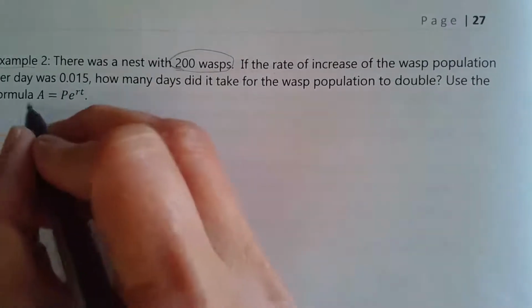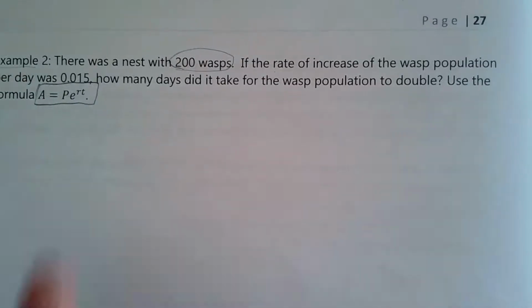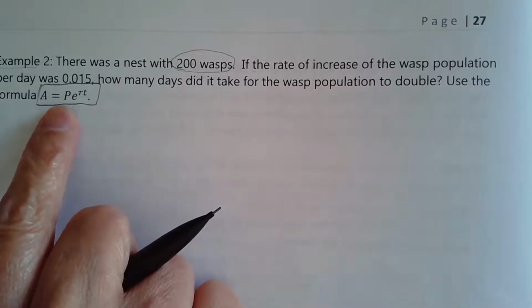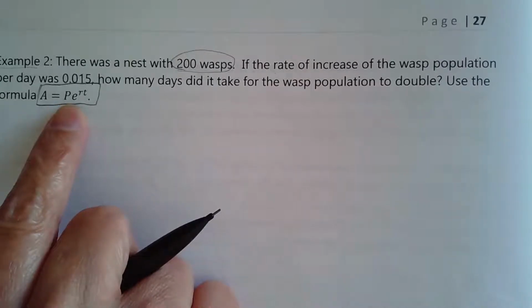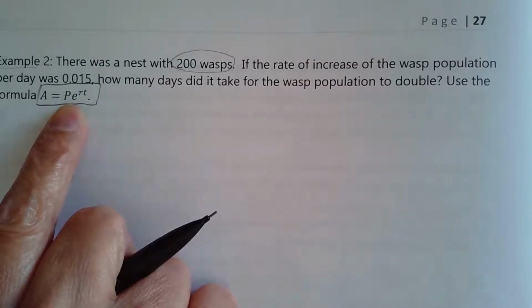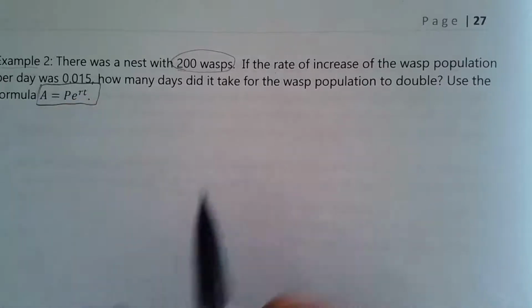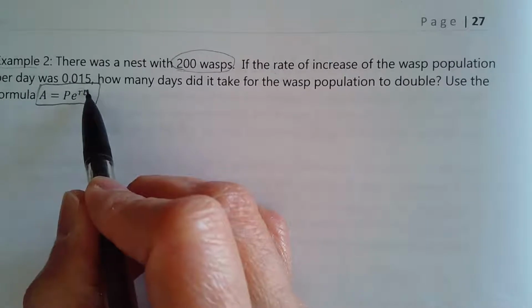Use the formula. This is the population, like the growth formula. So A, the final amount, equals P, which is the initial population or initial amount, times e, that's the base e, approximately 2.7. R is the rate, and they're telling us the rate here, the rate of increase, and then T is the time.